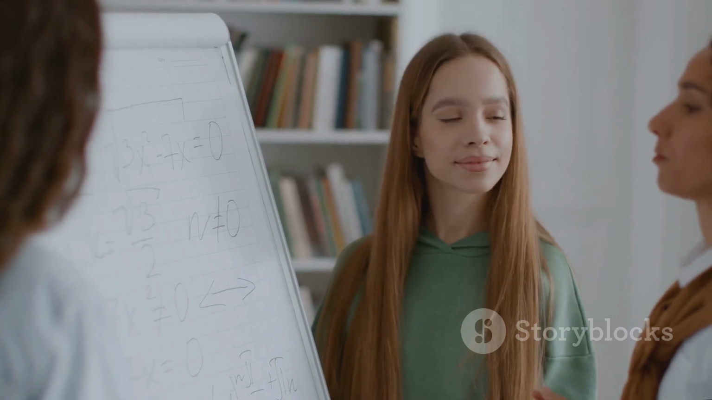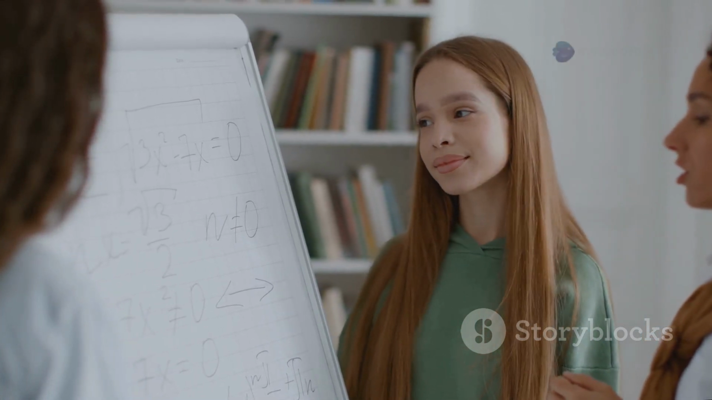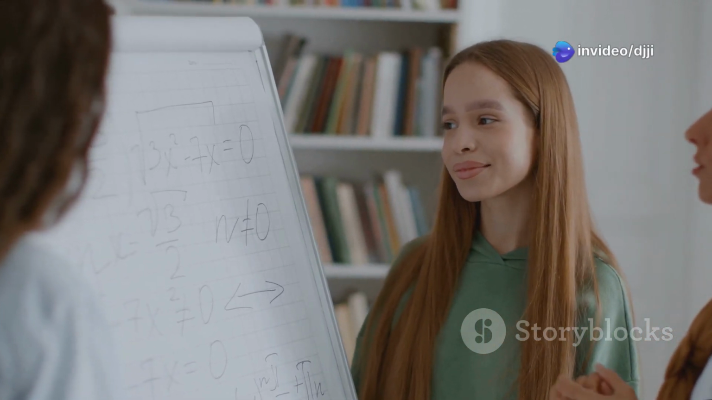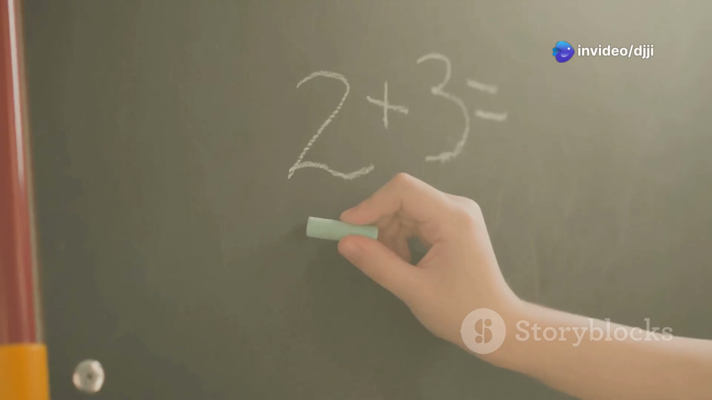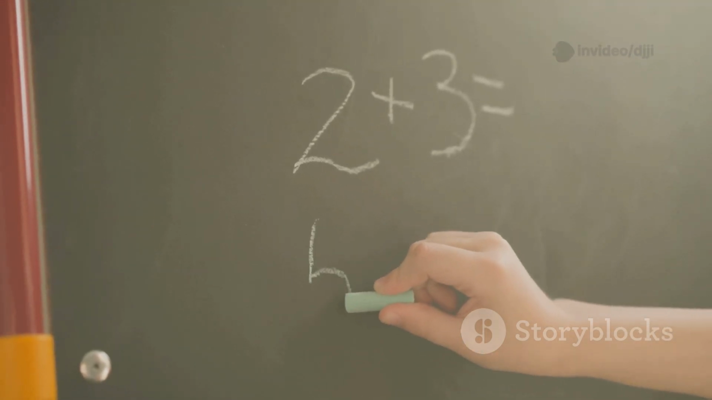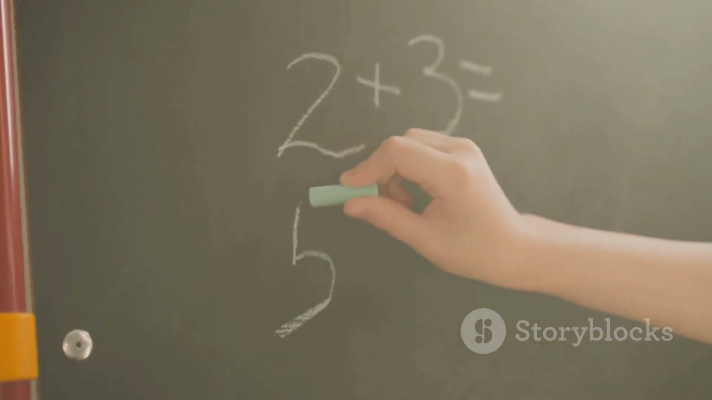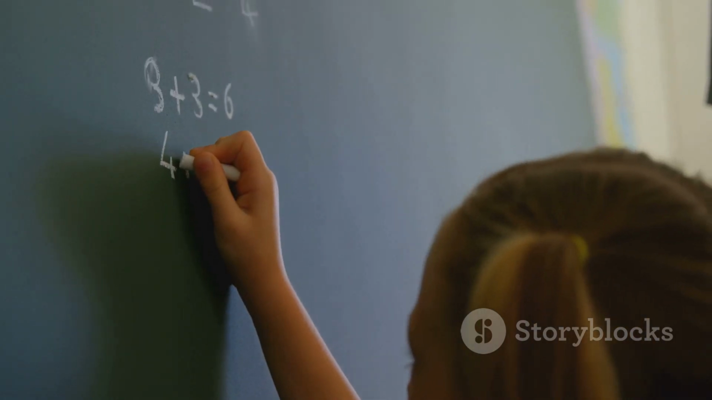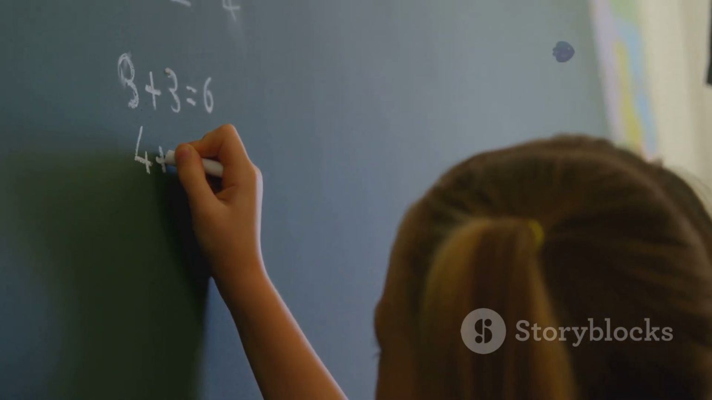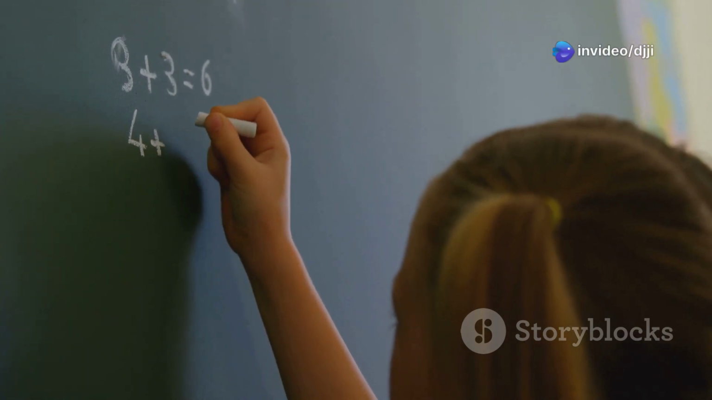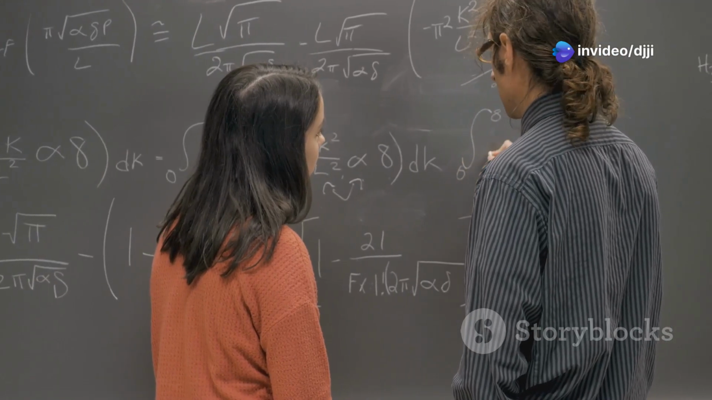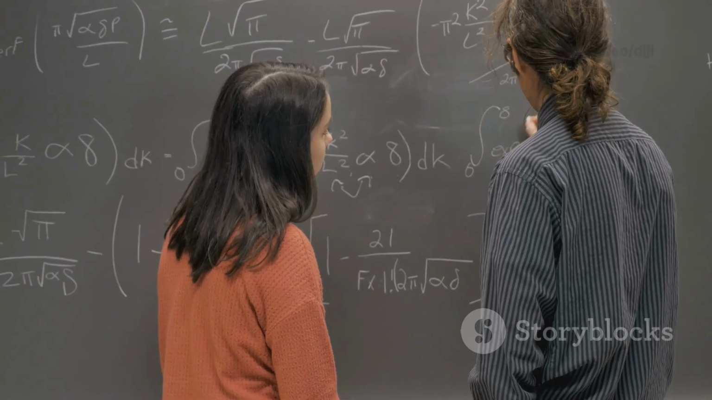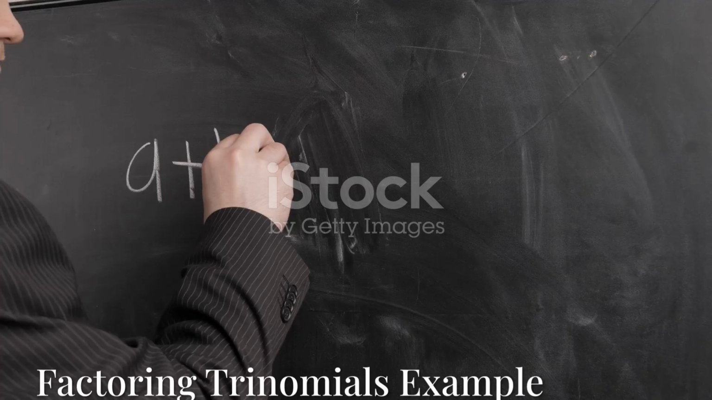6. Find the common factors. Look for the greatest common factor, or GCF, of the first two terms and the GCF of the last two terms. 7. Factor out the common factors. Factor out the GCFs from each group. 8. Identify the common binomial. You should now have two terms with a common binomial factor. Factor out this common binomial. 9. Write the final factored form. The factored form will be in the form of two binomials.